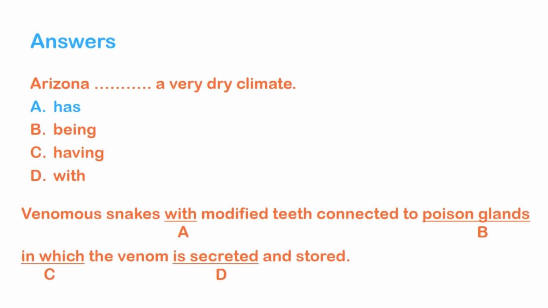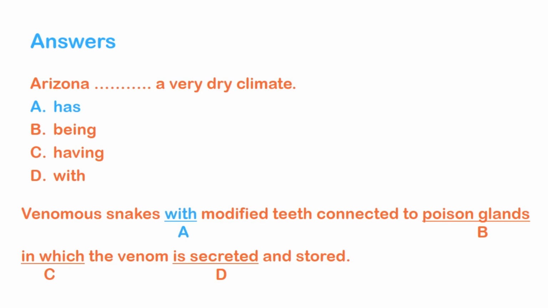Venomous snakes with modified teeth connected to poison glands. Here, it is talking about venomous snakes, and it is followed with the information with modified teeth connected to poison glands. All the information after the word with is to describe venomous snakes. However, it has no verb at all.